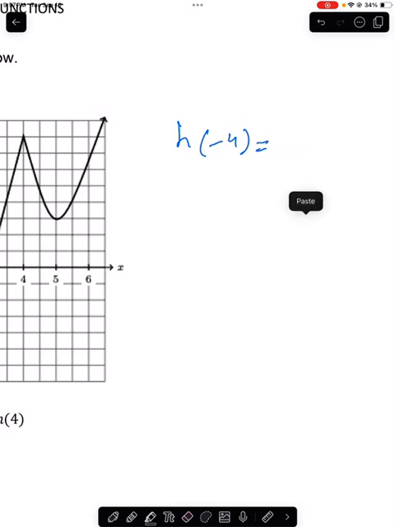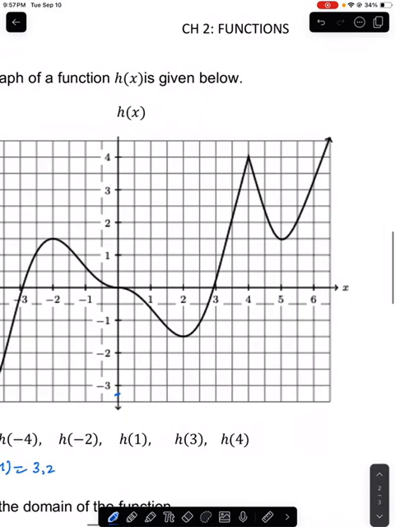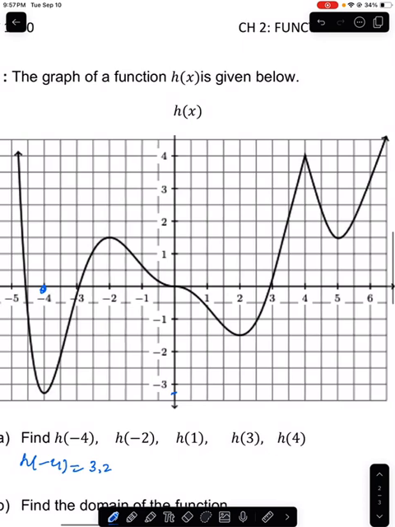So h of 2, we look at the graph. The 2 is over here. Okay, h of -2. So -2 is over here on the left, and its height is between 1 and 2, so 1.5. So h of -2 is 1.5. So I'm just going to put them here.